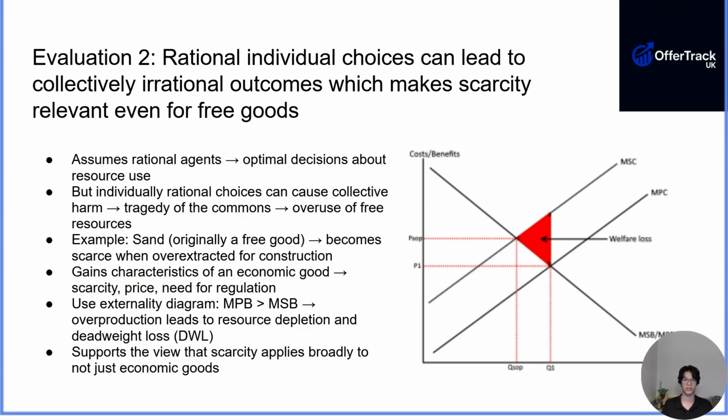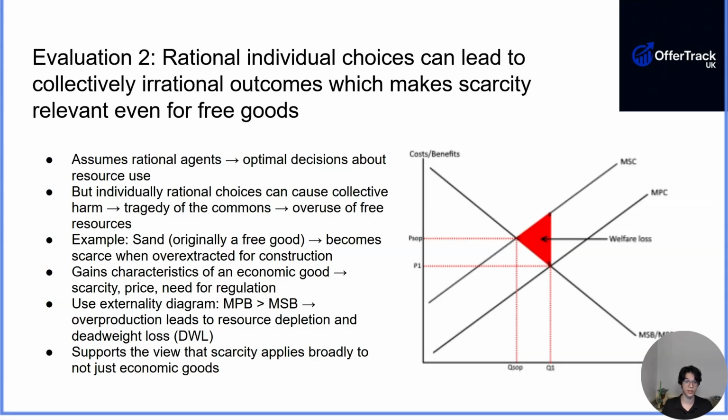Take, for example, sand on a beach. Initially, it's a free good. There's plenty of it and no price attached. But once it starts being collected in large amounts for, let's say, construction, it becomes scarce relative to demand and takes on characteristics of an economic good. It now fetches a price and needs to be managed.